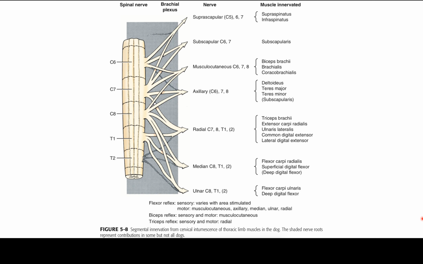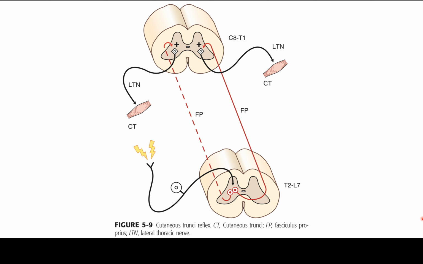Figure 5-9. It is useful for locating C8 and T1 spinal cord lesions and their contributions to the lateral thoracic nerve, and it is also useful for locating the level of a transverse thoracolumbar spinal cord lesion. The sensory stimulus is a mild compression of the skin of the trunk using forceps, and the motor response is a brief contraction of the cutaneous trunci muscle, which causes the skin of the trunk to twitch bilaterally.